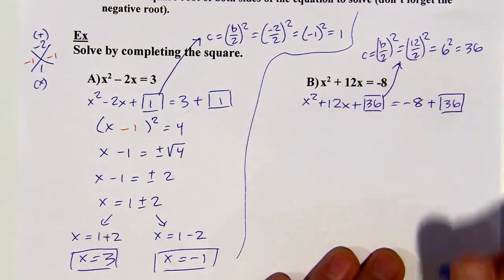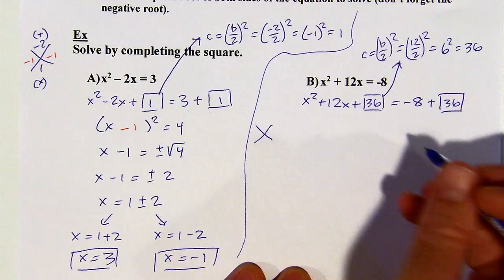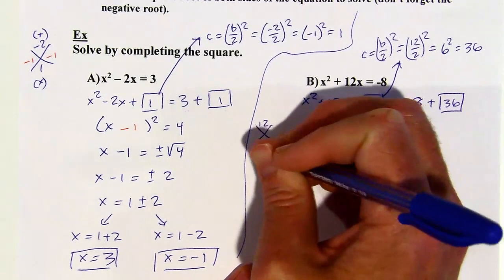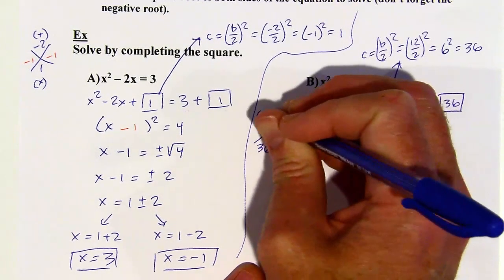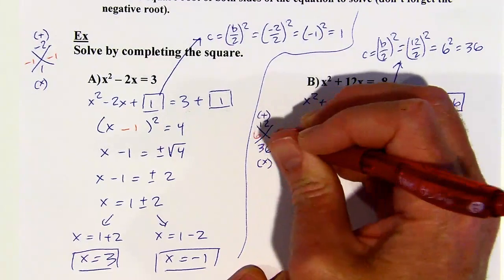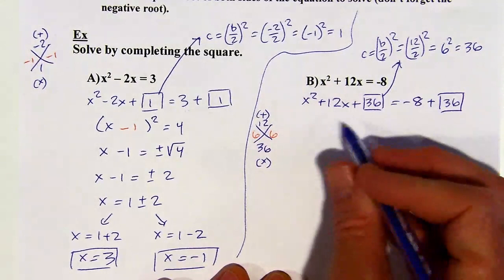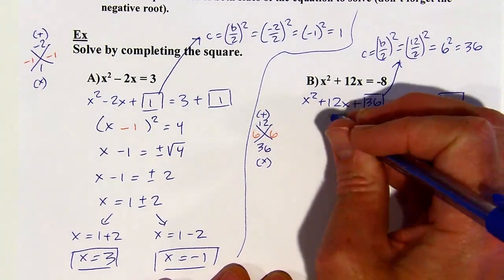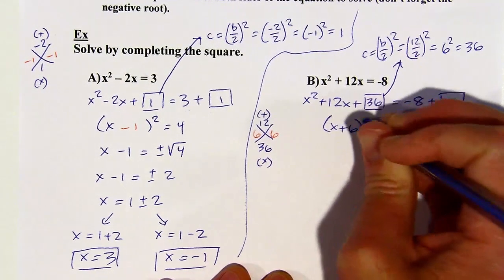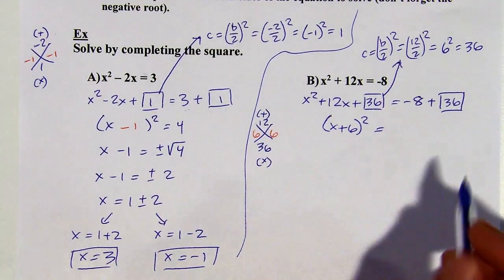Okay, on the left side, I want to factor this. So let's see, 12 and 36. Looking for two numbers that add to 12 and multiply to 36. They should be the same numbers. So hopefully pretty quickly you'd arrive at double sixes, right? So that means this is going to factor into x plus 6 times x plus 6, or just the quantity x plus 6 squared. Okay.